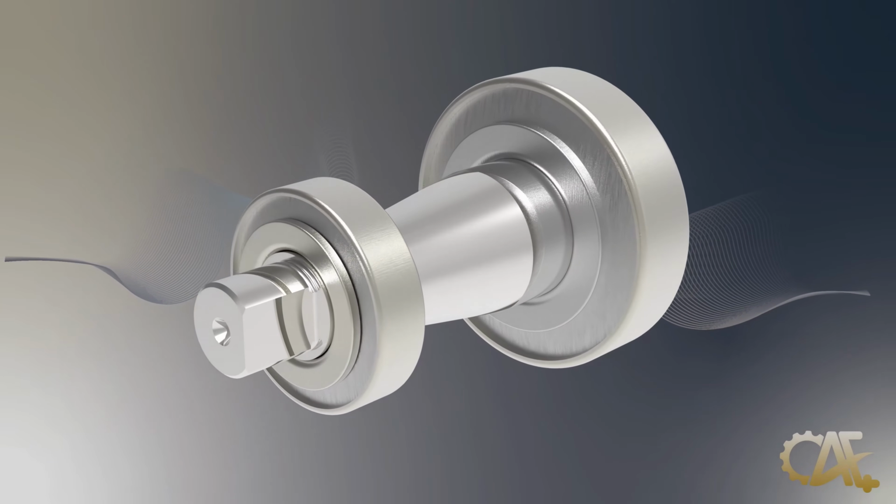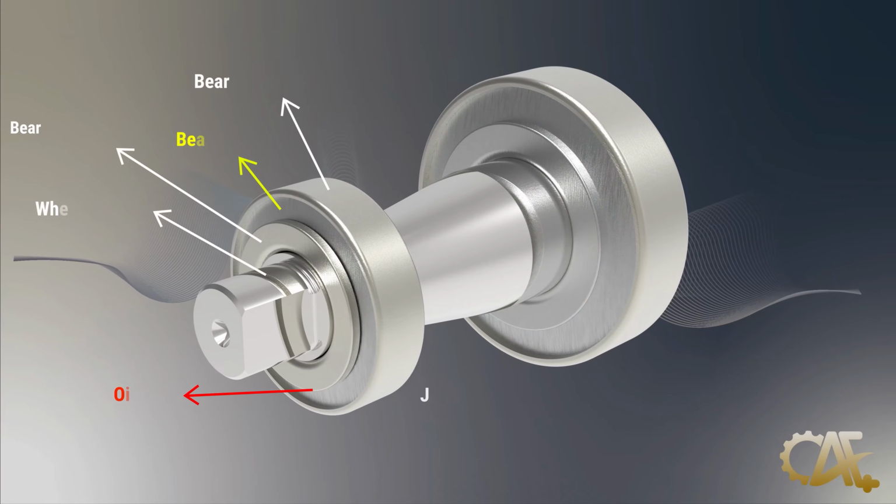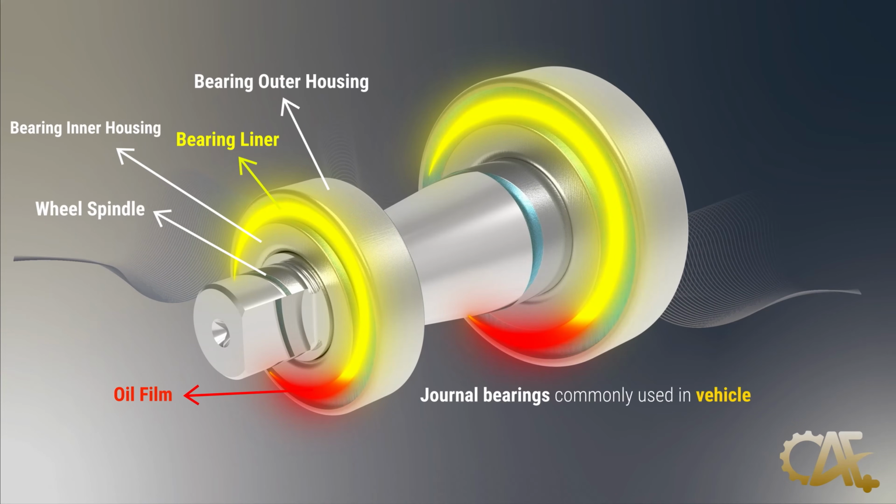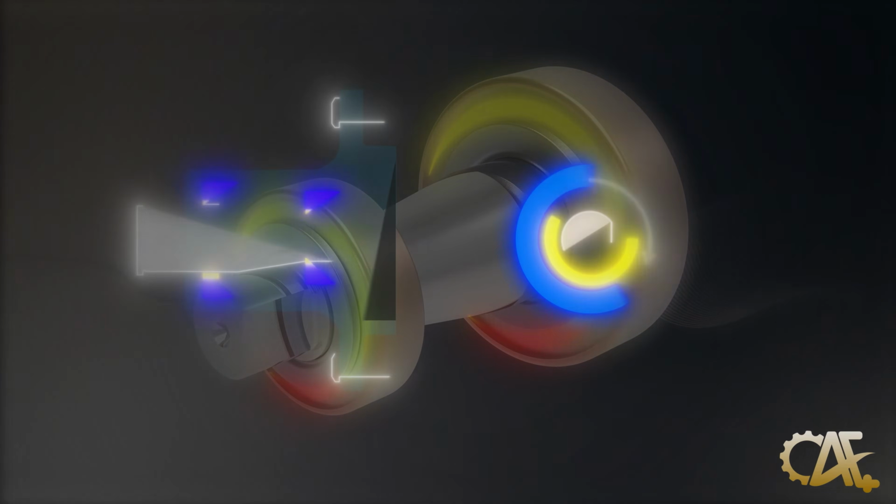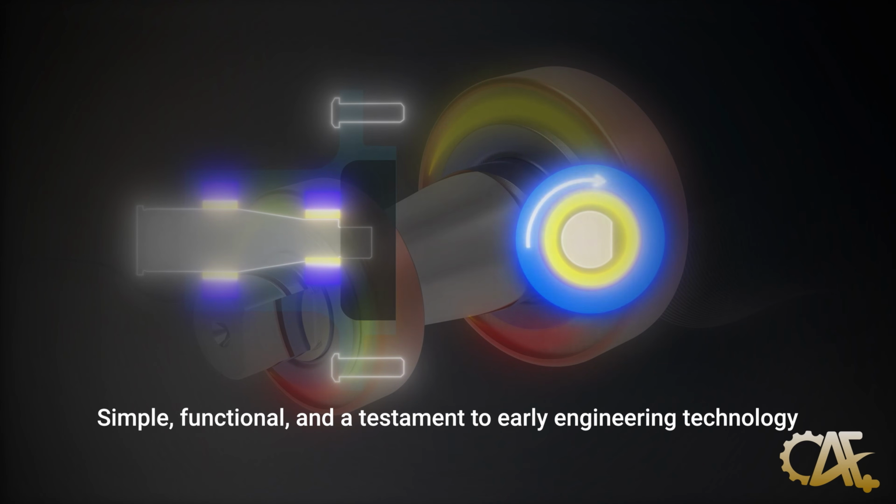To start, let's journey back in time. Picture the heart of a wheel hub, the conventional journal bearing. In the early days of engineering applications, conventional bearings were commonly used to support rotating machinery. They were simple, functional, and a testament to early engineering technology.